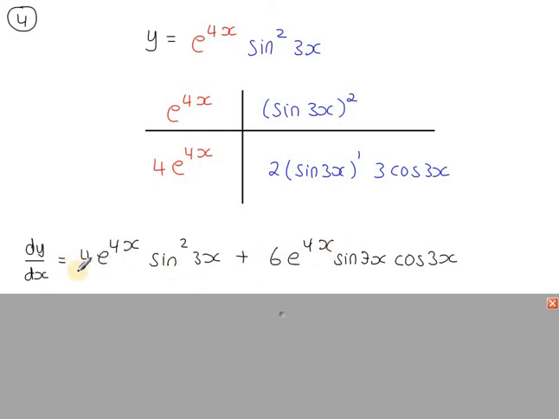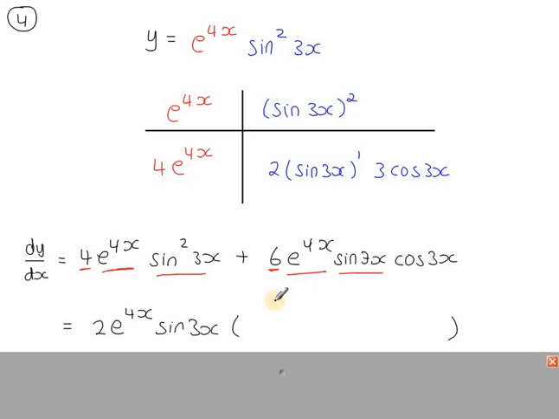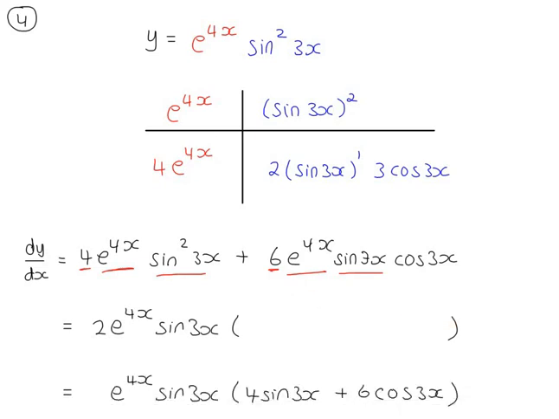And now we can cross multiply and add like this, and if we want we could factorize because we have some common terms to both of these two parts. So there's an e to the 4x, there's a sine 3x here, there's another sine 3x there, that one's squared, so we can take one of the sine 3x's out. That's a multiple of 2, that's a multiple of 2, so we could try something like this and then figure out what goes in the brackets, so we end up with this.